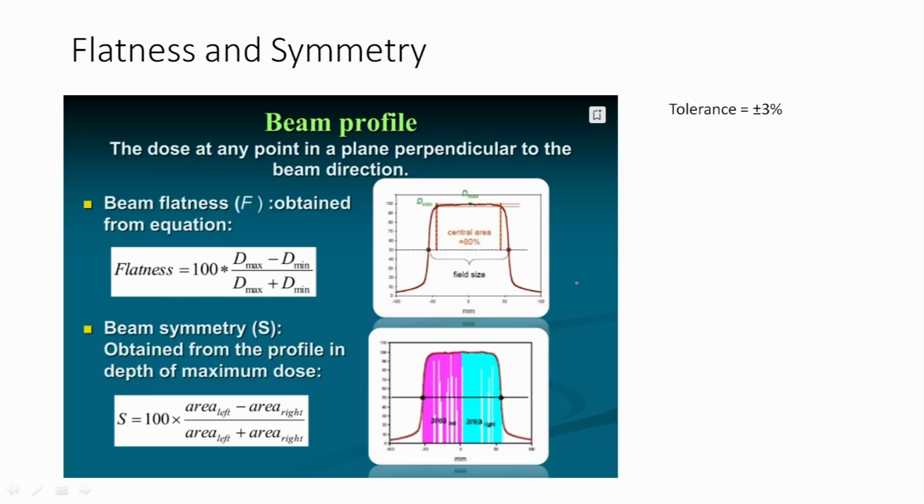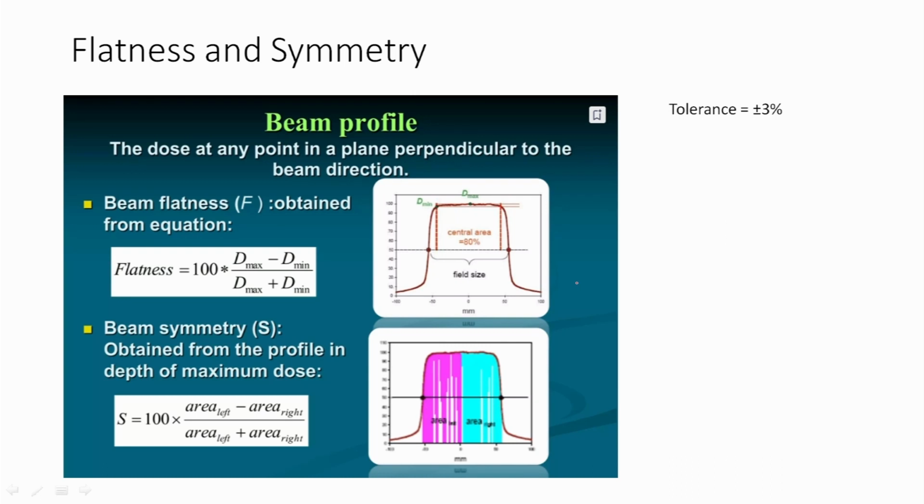the flatness and symmetry. As we have seen, the beam profile of a photon beam or an electron beam is a flat beam, and this is performed by a flattening filter. So look at the picture. It is very important to know that your beam should be flat. How do you verify, and how would you verify that the beam is symmetric?